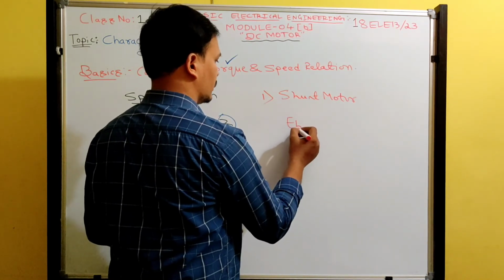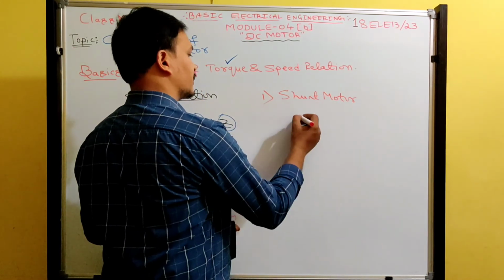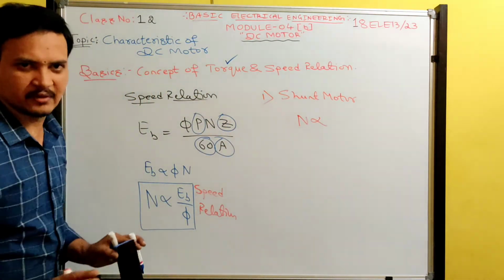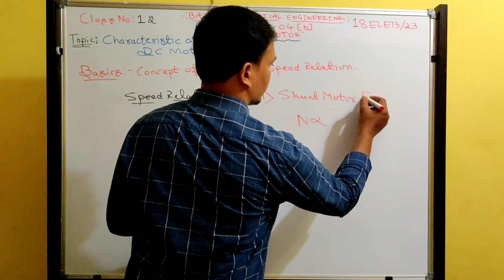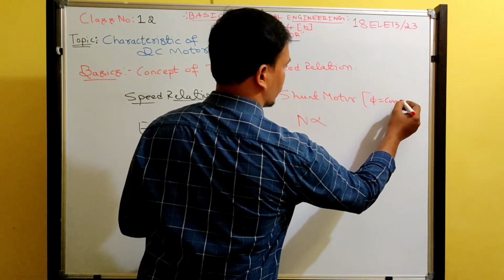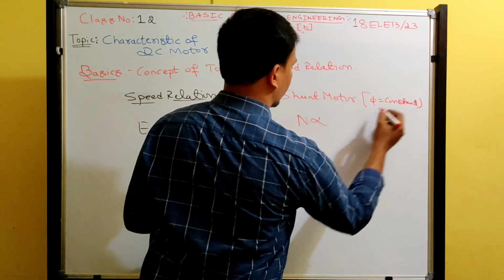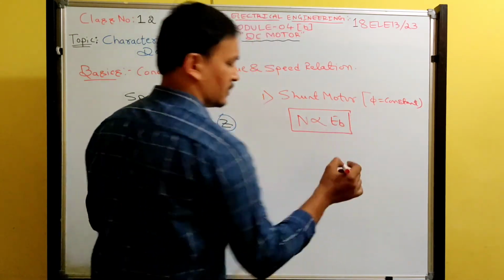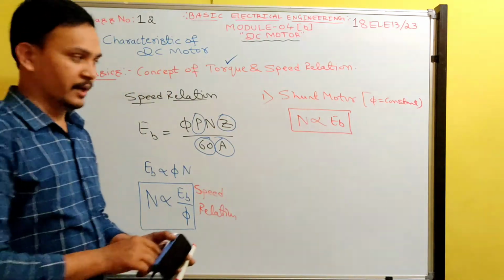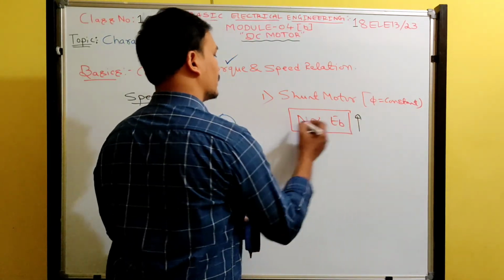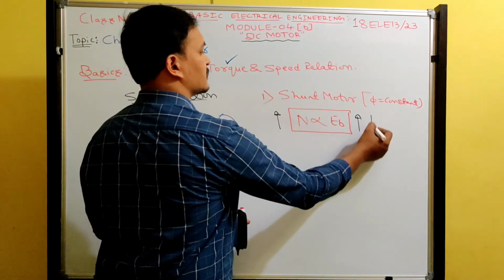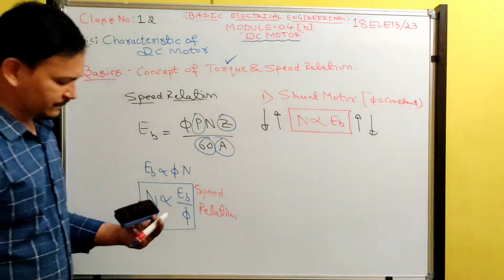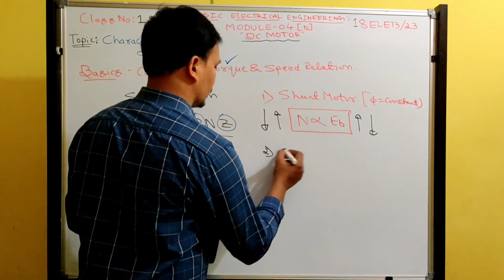Next, for a shunt motor, what will be the speed relation? What is constant for a shunt motor? Flux is constant. So now the speed is proportional to what? Back EMF. Lesser the back EMF, less the speed. Higher the back EMF, higher the speed. Lesser the back EMF, speed is going to decrease. Directly proportional.